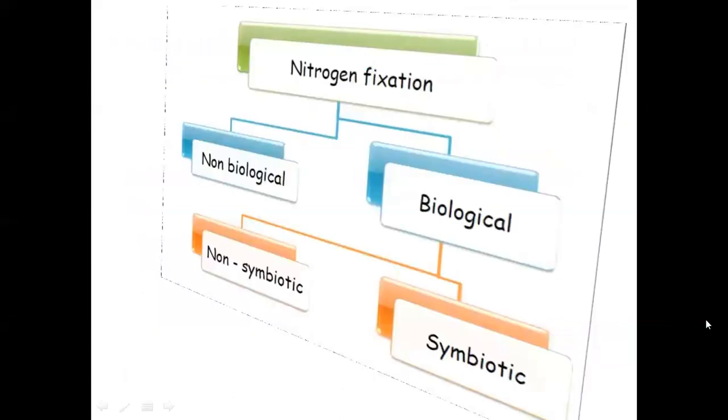Now nitrogen fixation, the conversion of atmospheric nitrogen into ammonia, is basically of two types. One is non-biological, which means there is no living thing involved, and the second is biological, which means using biological organisms. The biological mode is further divided into two categories: non-symbiotic and symbiotic. These are things you have already studied in your 10 plus 2. So you can understand the thing.